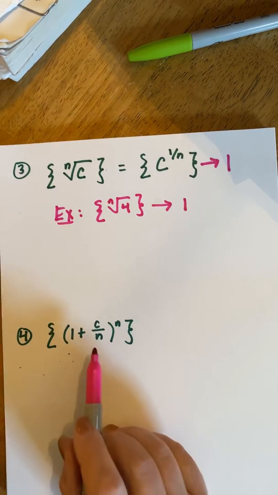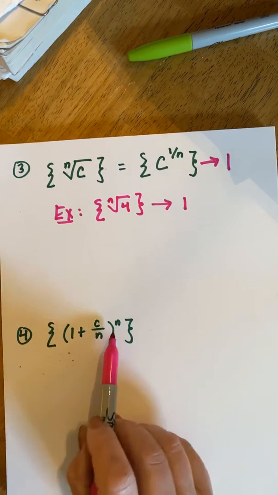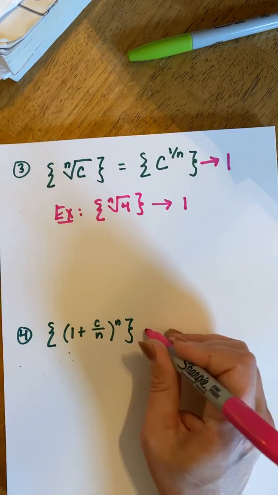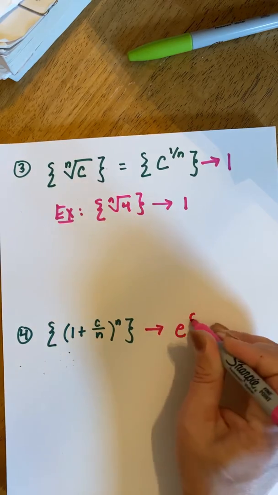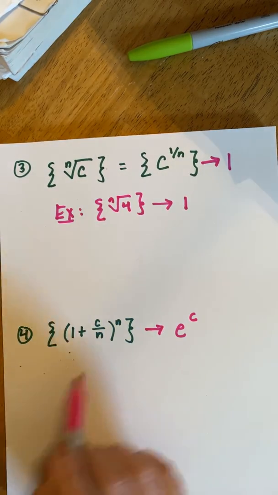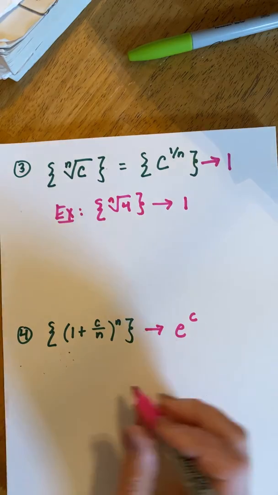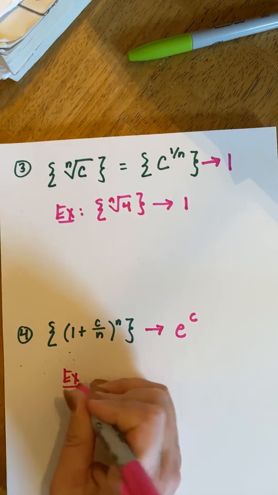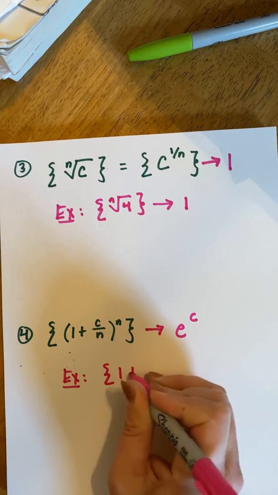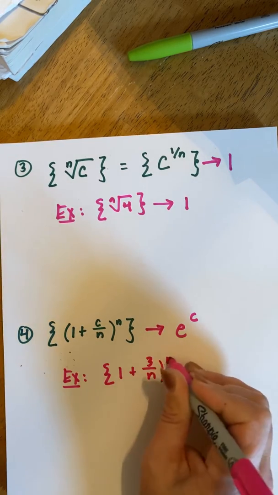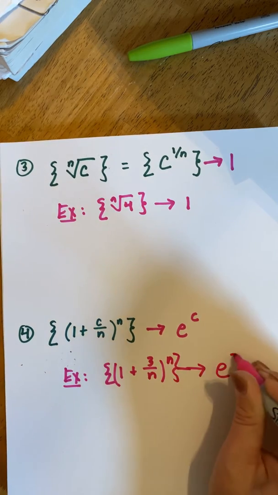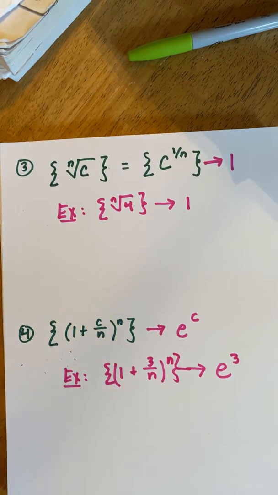And then another common limit is (1 plus c over n) to the n. We talked about this back in Math 172. This actually converges to e to the c. So e is often defined by using this little template, using x instead of n. So for example, if you had (1 plus 3 over n) all to the nth power, that converges to e cubed. So again, this template is going to come in handy.